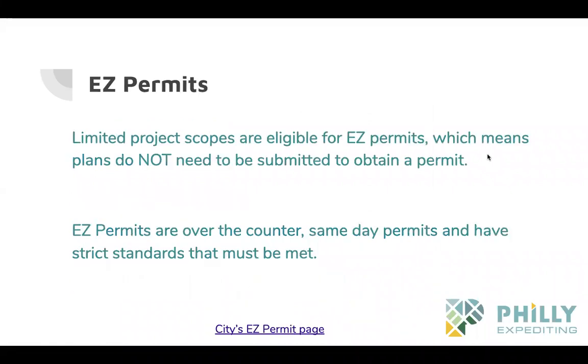So easy permits, of course, they're still building permits, but you can get an easy permit without plans. But of course, that can only happen within a very limited project scope. And I put the city's easy permit page, which has a link to the easy permit standards, in there. So anytime an easy permit comes up for one of our projects, we have to check the standards, because with the size of projects we do, we're likely not getting easy permits, but potentially with single families and small scopes of work. So easy permits are over-the-counter same-day permits and have strict standards that must be met.